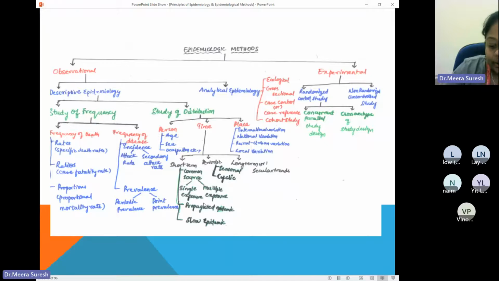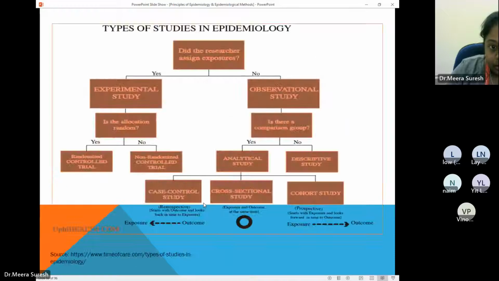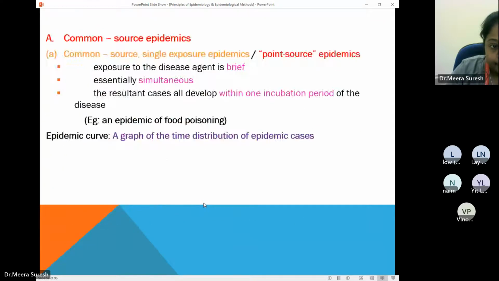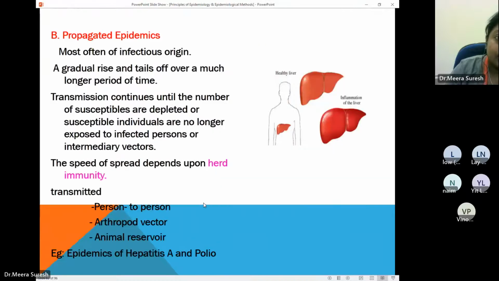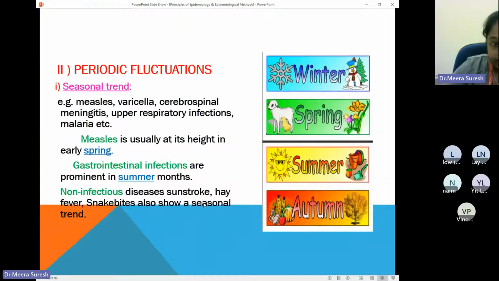Then we had to start with the periodic one. So these were the graphs that we saw. Contaminated, propagated. Now periodic fluctuations. So periodic fluctuations will be having a seasonal trend. We know that certain diseases have a seasonal connection. So measles, varicella or chickenpox, cerebrospinal meningitis, URTI, malaria, etc. All these conditions will be having a seasonal trend.